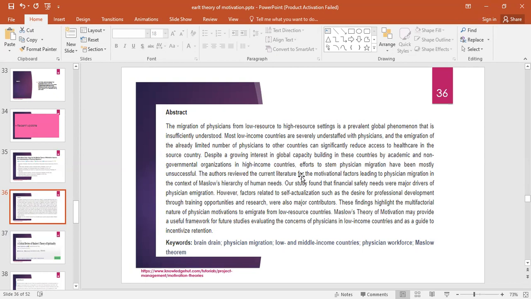The authors review the current literature for the motivational factors leading to physician migration in the context of Maslow's hierarchy of human needs. Our study found that financial safety needs were a major driver of physician migration. Factors related to self-actualization, such as the desire for professional development through training opportunities and research, were also major contributors. These findings highlight the multifactorial nature of physician motivation to emigrate from low-resource countries. Maslow's theory of motivation may provide a useful framework for future studies evaluating the concerns of physicians in low-income countries and as a guide to retention incentives.